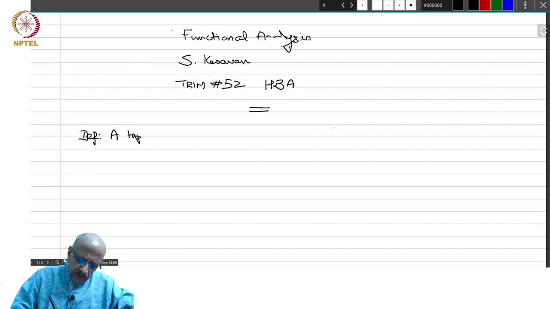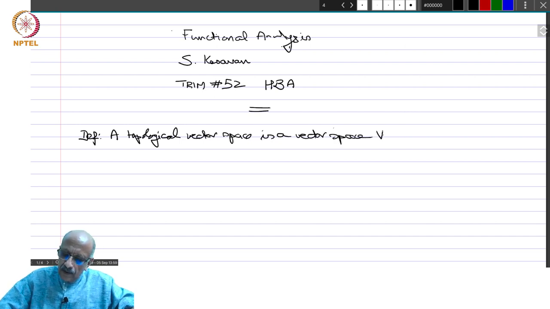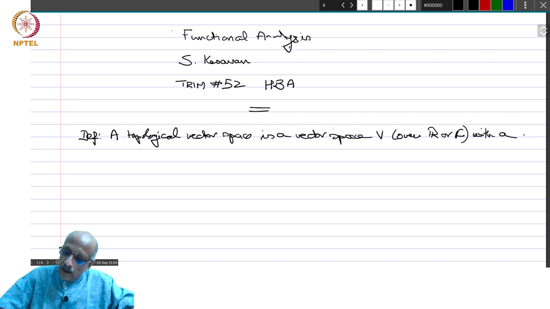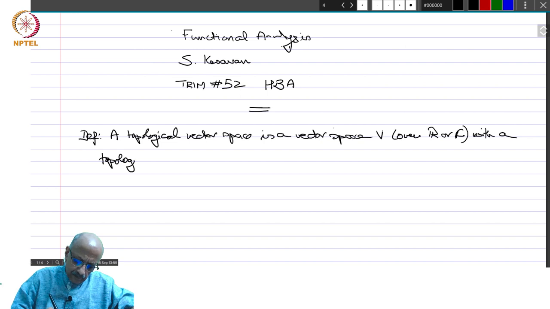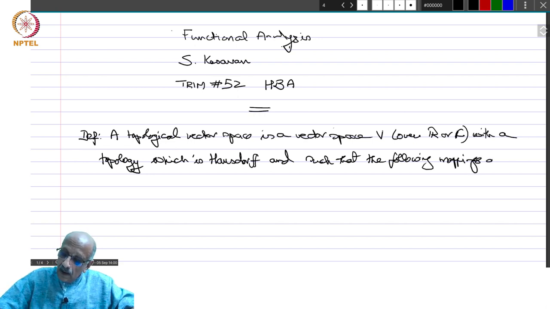A topological vector space is a vector space V over R or C. We will always only have these two fields. With a topology which is Hausdorff, and such that the following mappings are continuous.